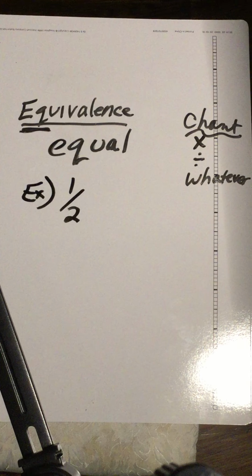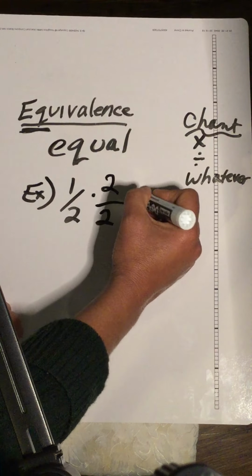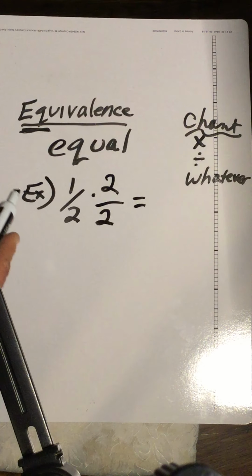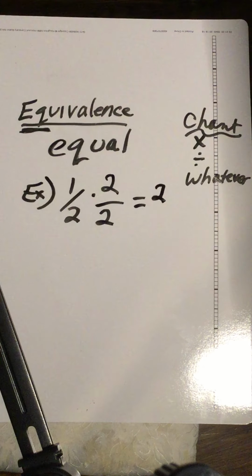So 1/2, if you remember in class, we talked about a rule where you can multiply or divide the numerator and the denominator by the same thing. So we chanted, whatever you do to the numerator, do the same thing to the denominator. So I'm going to multiply the numerator and the denominator by 2. Numerator times the numerator, and write a number. Denominator times the denominator, and write a number. And I got 2/4.